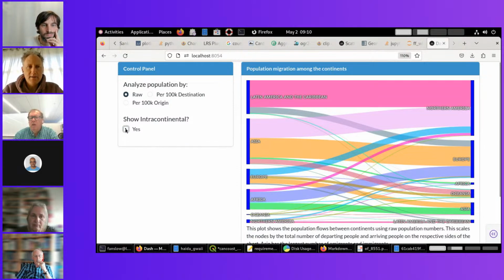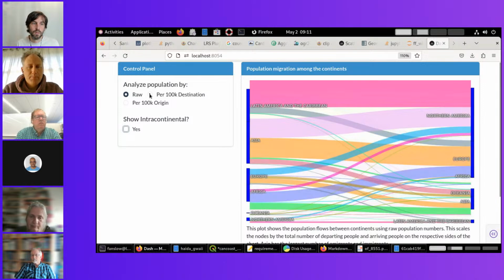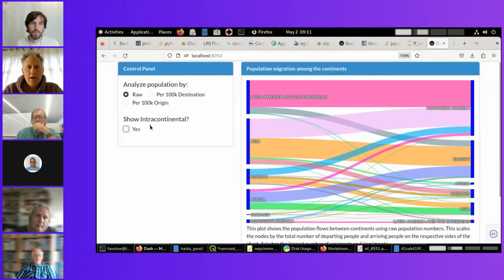I put an option in here to add or remove the within-continent migration. So if I click show intercontinental, it adjusts, and then you see Africa to Africa, Asia to Asia, so from one country to another within the continent. I figured that'd be interesting for looking at global migration versus slightly more regional. And then I broke the population numbers down, normalizing them by the population of the continent, in units of per 100,000 people.